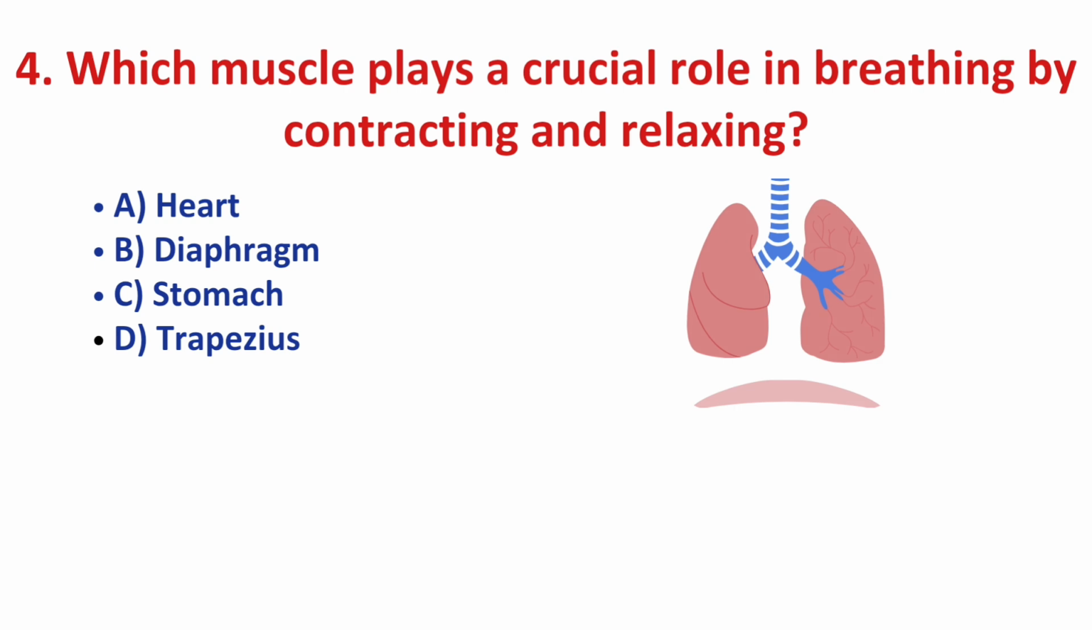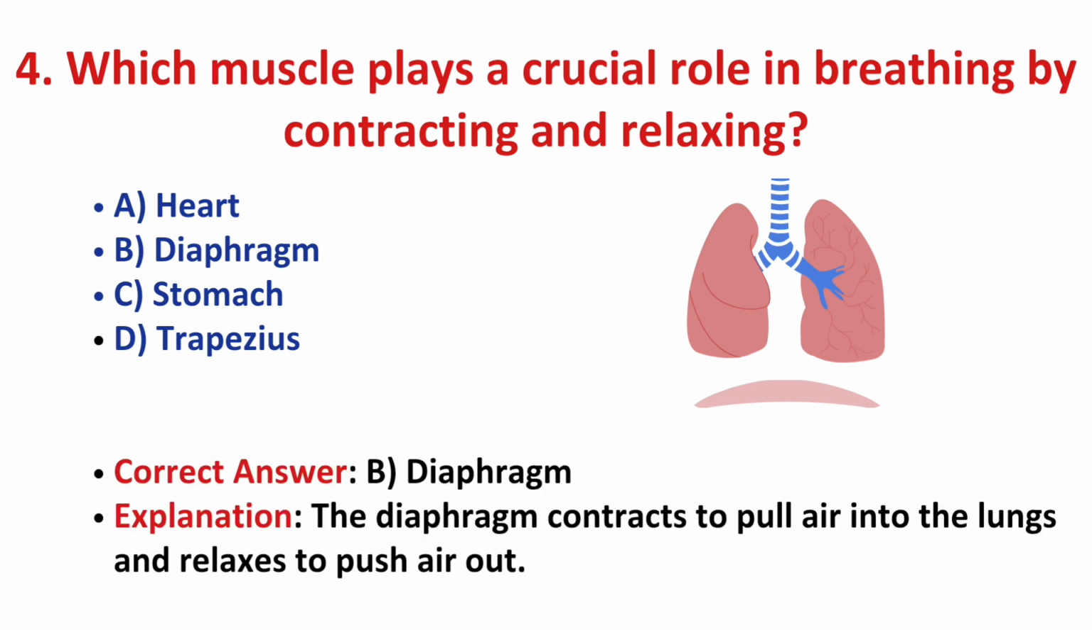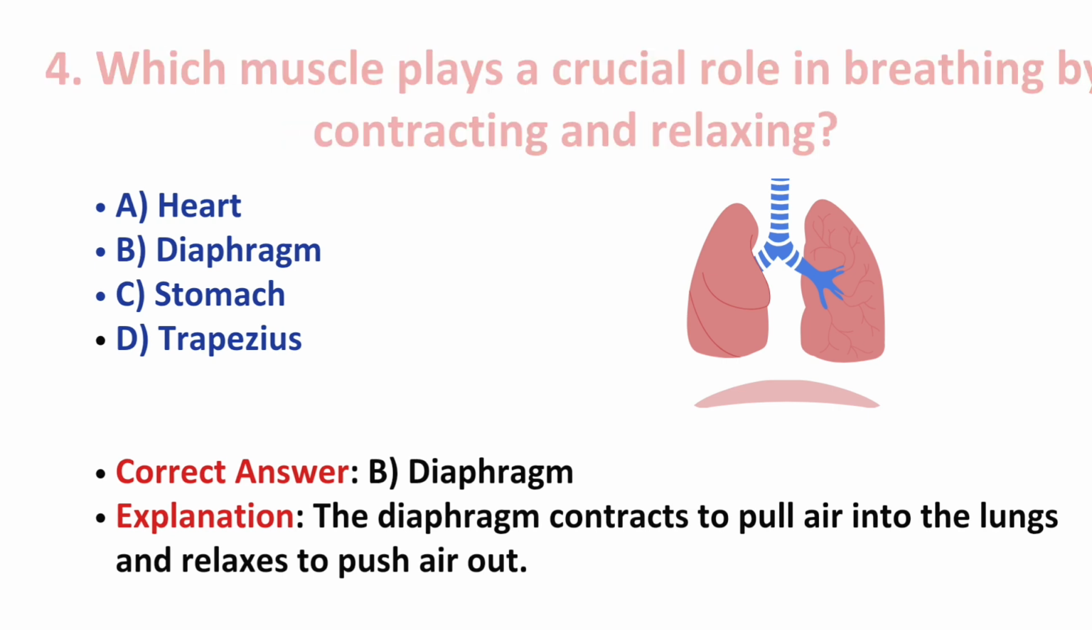Question number 4. Which muscle plays a crucial role in breathing by contracting and relaxing? Options are heart, diaphragm, stomach and trapezius. And the correct answer is option B, diaphragm. The diaphragm contracts to pull air into the lungs and relaxes to push air out. So the correct answer is option B, diaphragm.